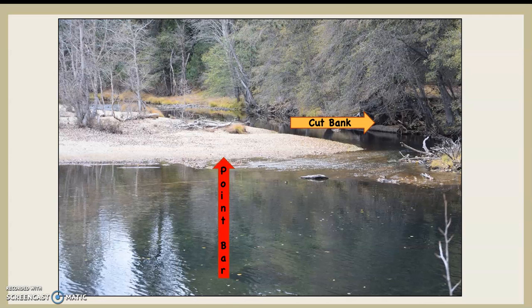Then again, you can see here where the red arrow's at, the point bar around the inside bend, and then you can see the cut bank around the outside bend. And again, you can see those trees falling into the water.